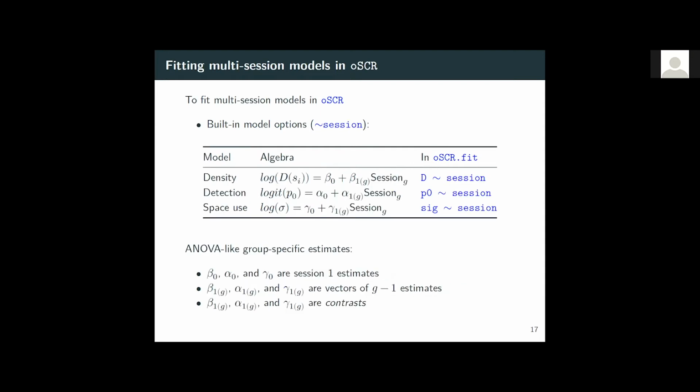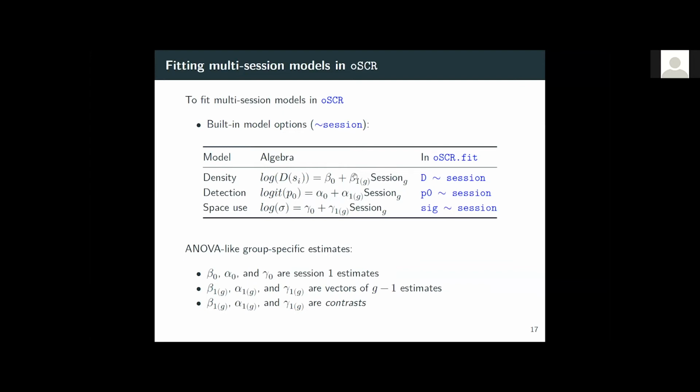What we can also do, like I keep saying, is lean on the fact that the whole package is built around the session structure. So if you specify ~session in oSCR, it immediately recognizes that you want to fit a session-specific model. So here, the only difference between the previous slide and this slide is that now we're adding session-specific covariates. We have session as a covariate, and session here is a factor. So if we have 2 sessions, session 1 is going to be our reference level, and then this is the difference between session 1 and session 2.